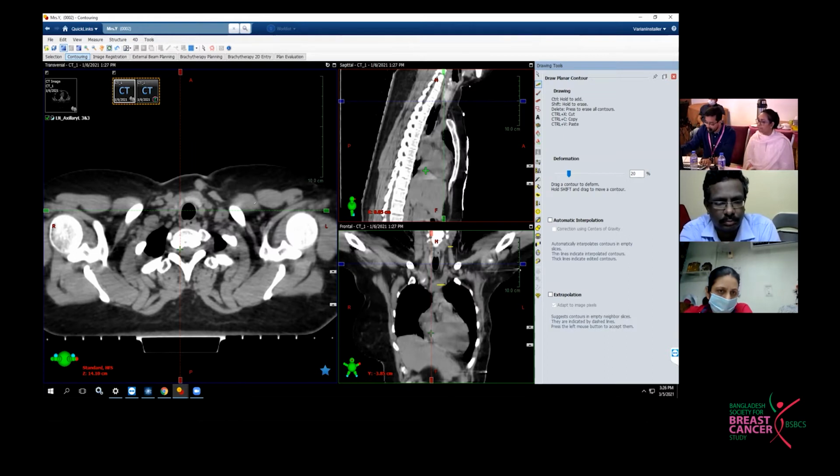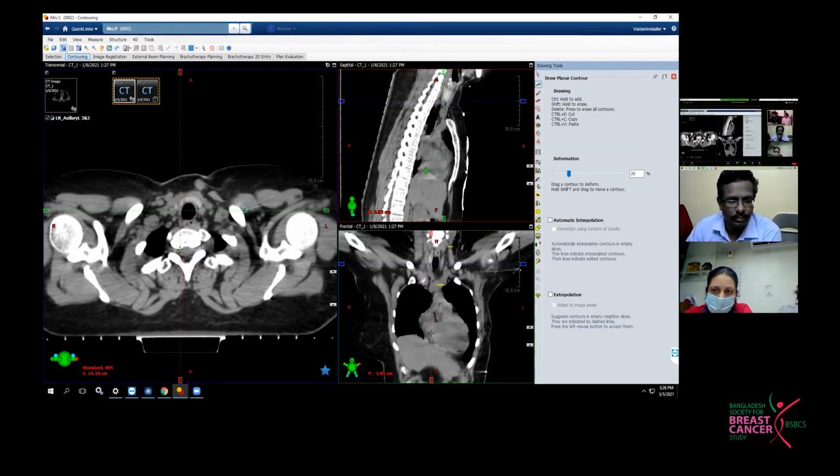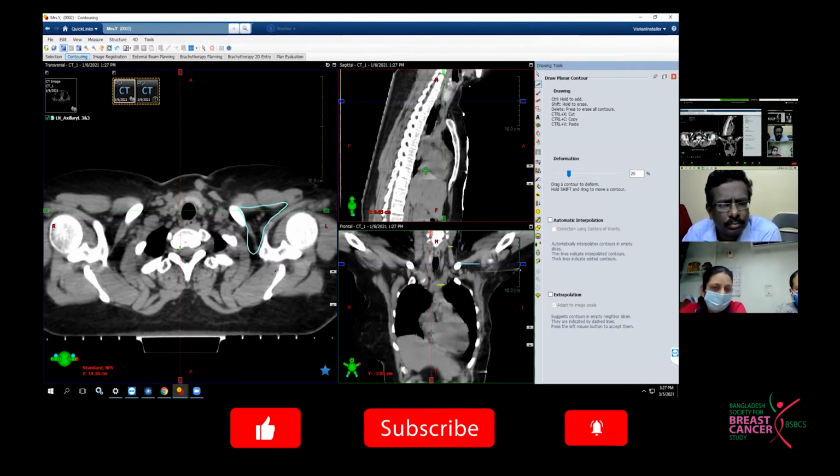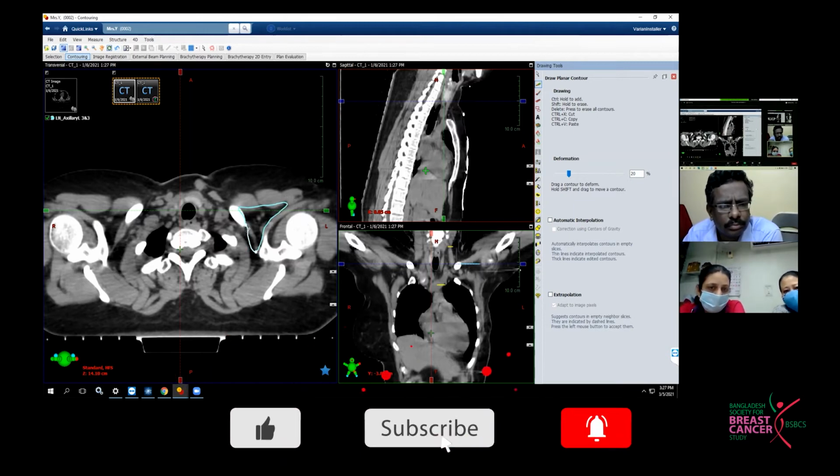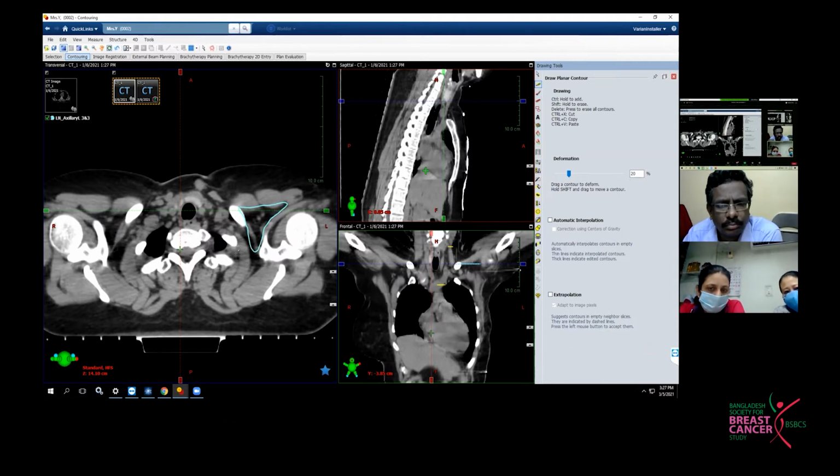So now I'm going to the superior border of the axillary level 3, and now I'm drawing the axillary level 3 lymph node. Now I am going downwards.